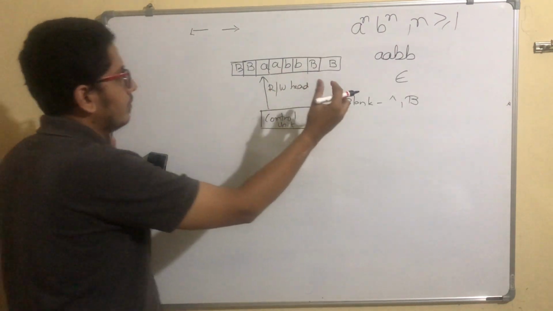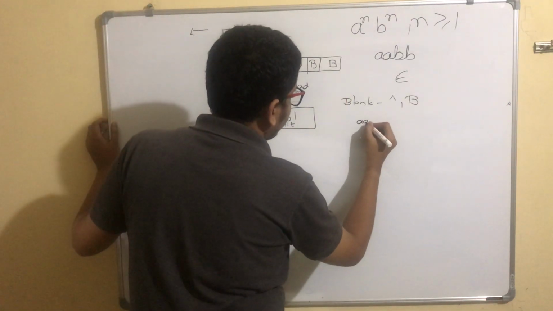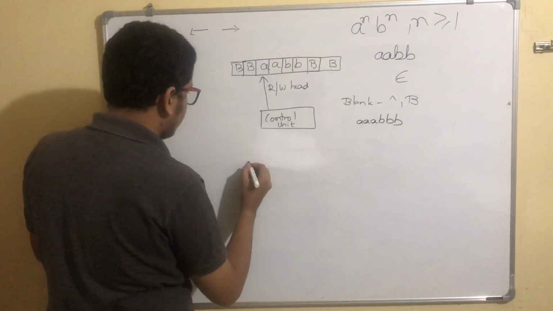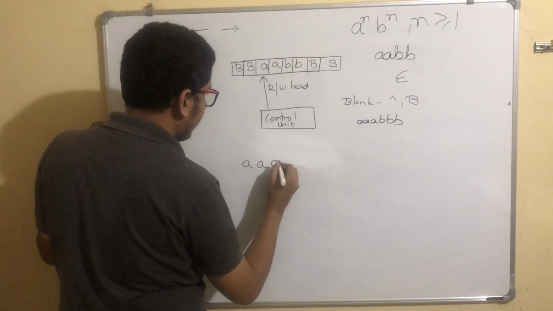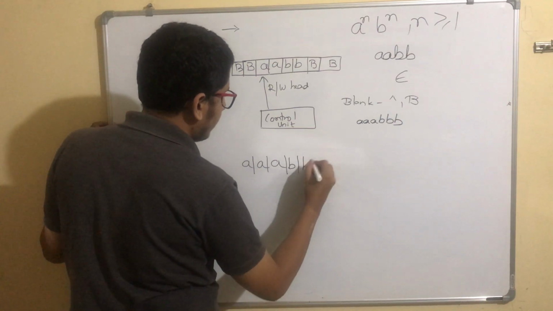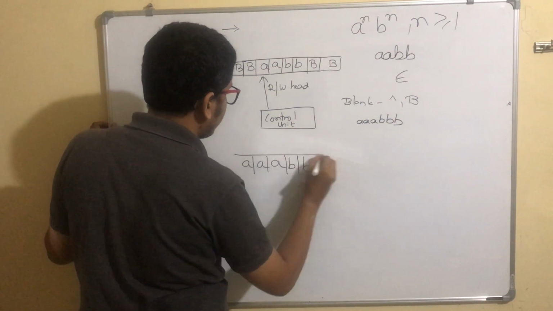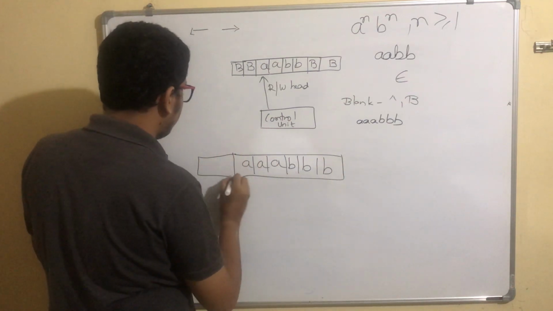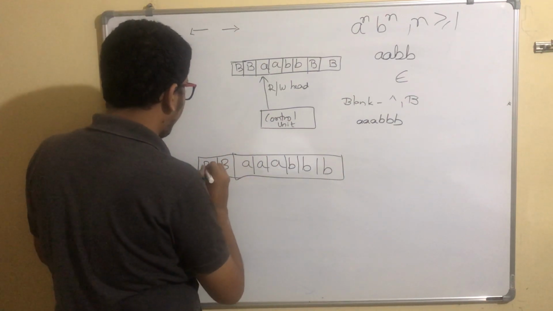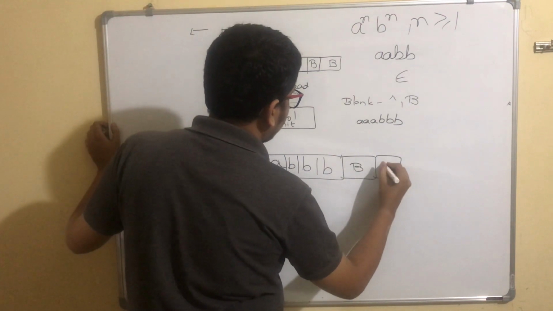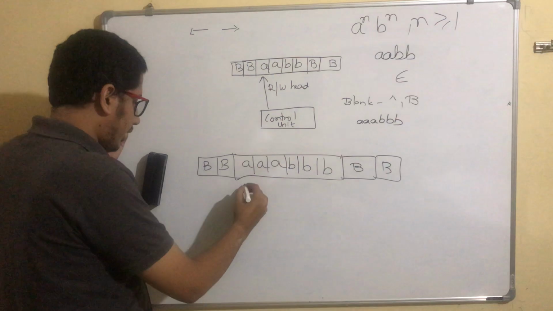Let's take 3 A's and 3 B's. This is the string that will be present: a a a b b b. This is the tape, and then we'll add some blanks. Now the read-write head will be pointing here.